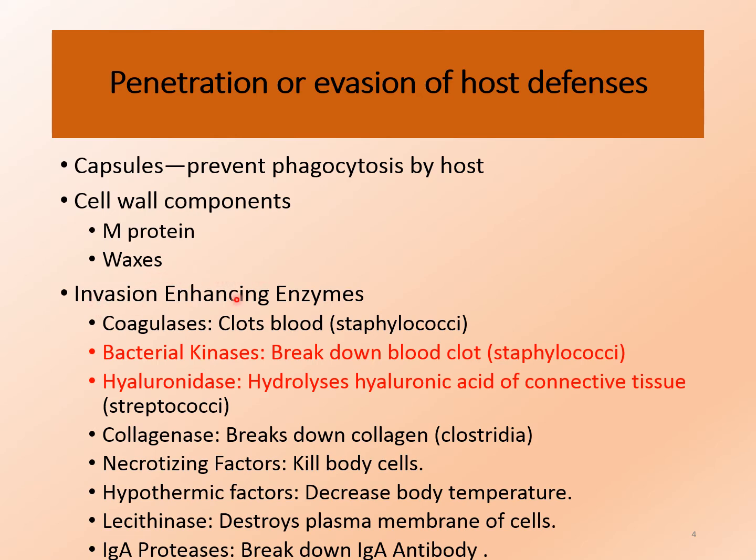There are many different enzymes which help in the invasion of the microbe into the deeper tissues. Let's discuss them one by one. Coagulases produce clots in the blood, which may wall off sites of infection from the immune response. They are produced by some Staphylococcus. Bacterial kinases break down clots produced by the body to isolate infection. These are made by both Staphylococcus and Streptococcus bacteria.